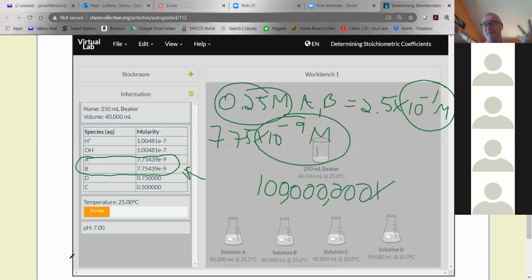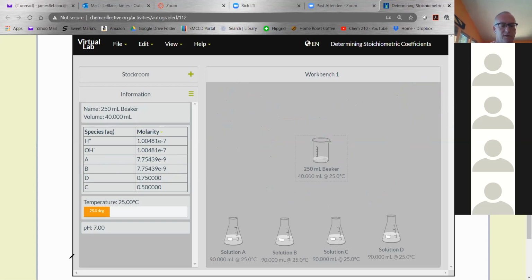And so for all basic purposes, we can say that A and B are both gone and that they've been completely consumed. What else can we say from these concentrations? So after this reaction, A is basically gone. B is basically gone. What's happened to C and D?